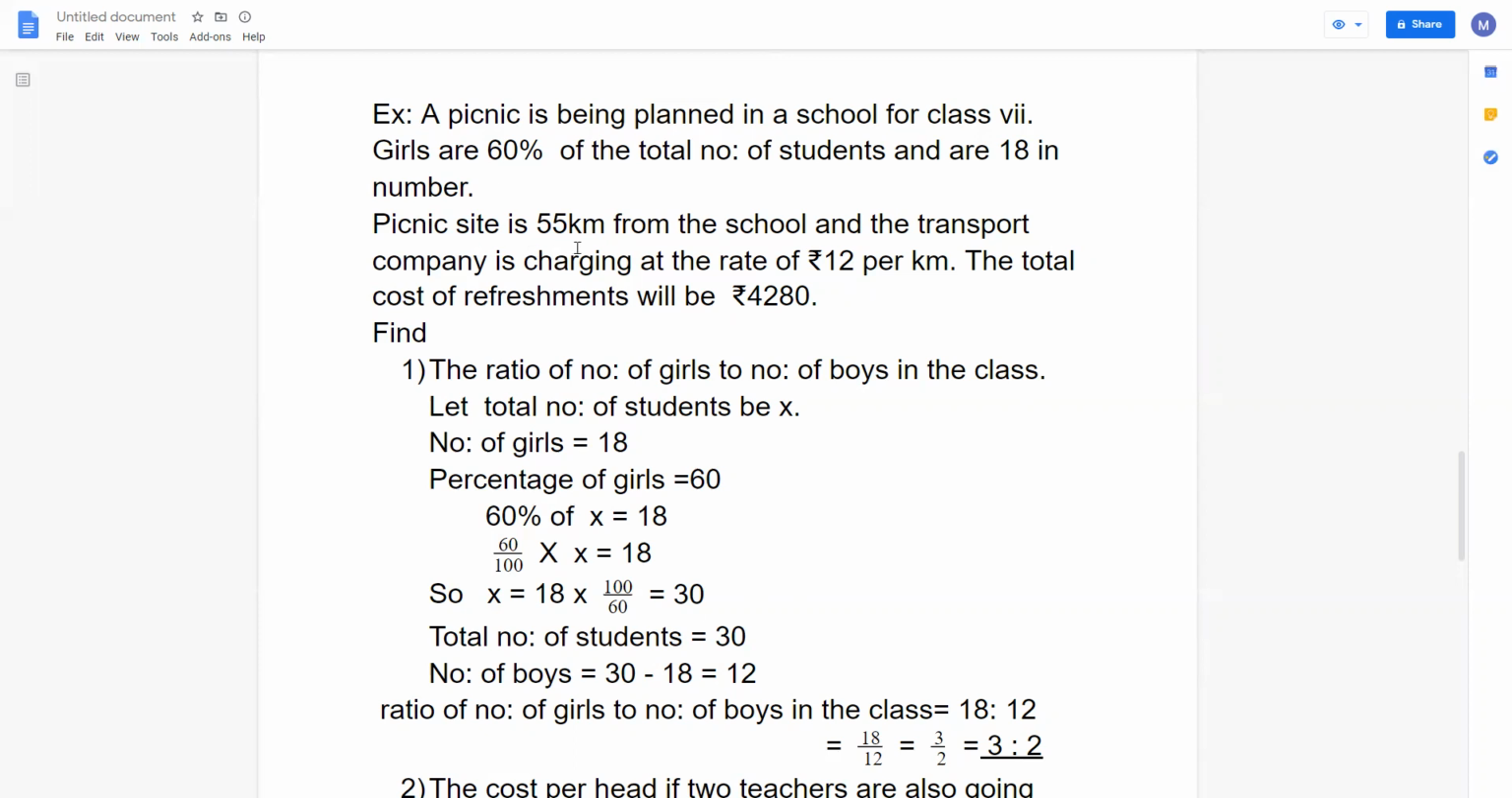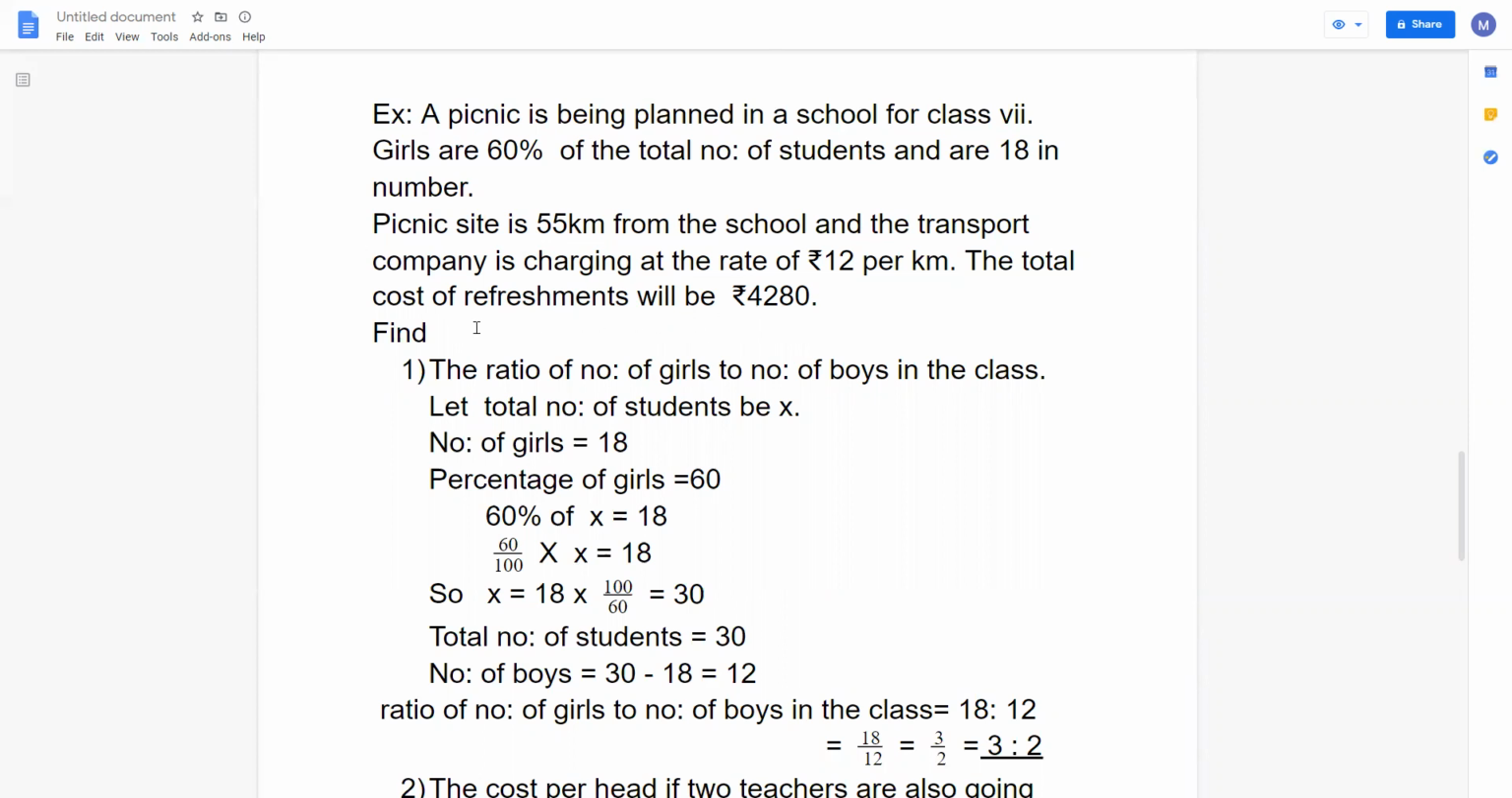Picnic site is 55 kilometers from the school, and the transport company is charging at the rate of rupees 12 per kilometer. And total cost of refreshments will be rupees 4,280. What can you understand from this? See, picnic site is 55 kilometers from the school. That is, the total distance to the picnic spot from the school is 55 kilometers. And the transport company is charging 12 rupees for 1 kilometer. Per kilometer means for 1 kilometer. 1 kilometer transportation charge is 12.